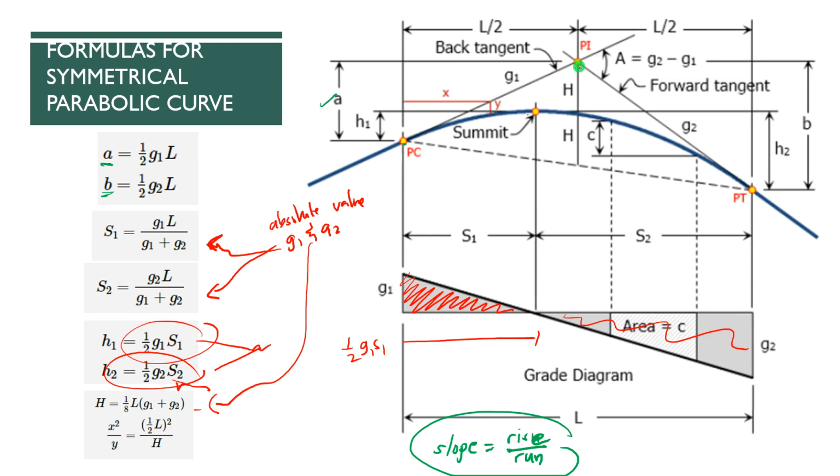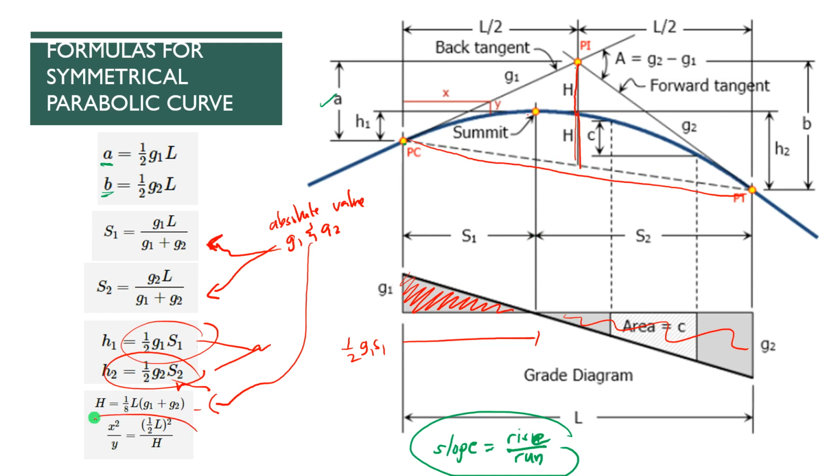So this one, from PI to the curve, that's H. Also, if we draw a chord from PC to PT, or a line from PC to PT, the vertical distance from that line to the curve is also H.